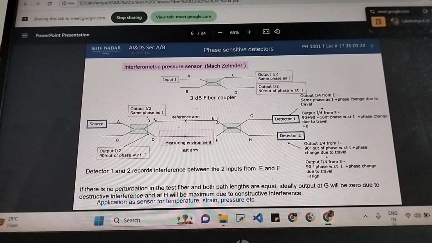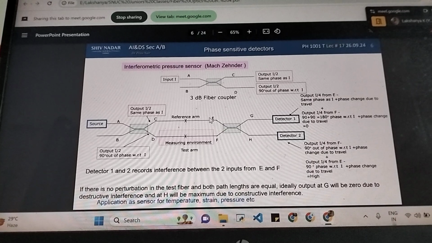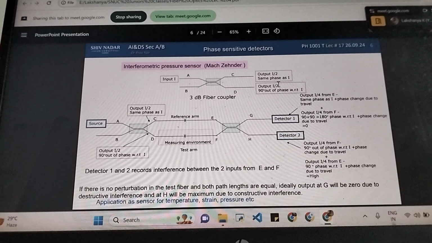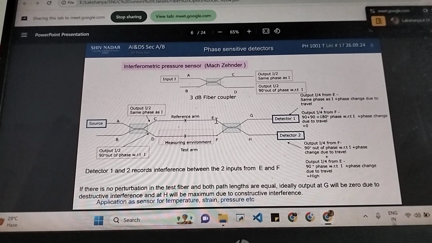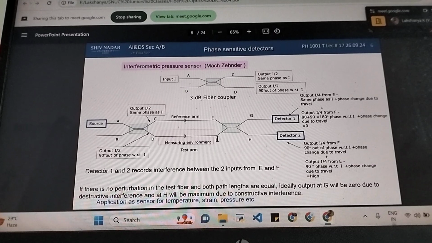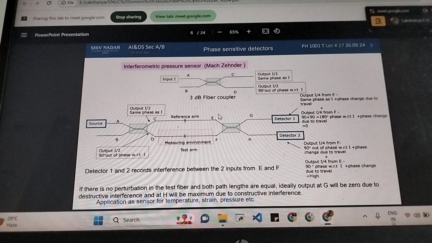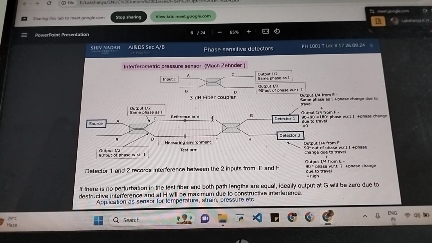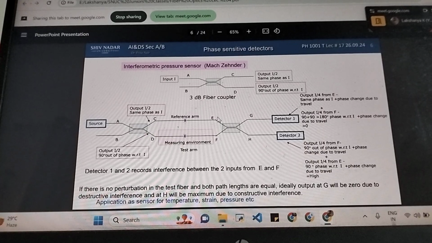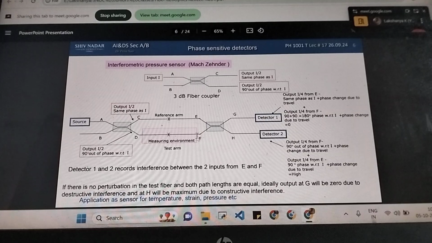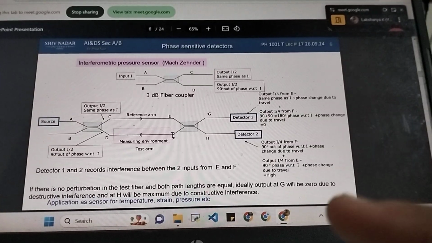So this I by 2 which is in the same phase travels through CE, and the I by 2 which is 90 degree out of phase travels to DF. Okay, so now what do we have at EF? We need to note that E and F are both input arms for the second coupler. So what are the inputs the second coupler is getting? Firstly, it is getting an input of I by 2 from E which is at the same phase, meaning zero phase difference, and another I by 2 from F which has a 90 degree phase difference.